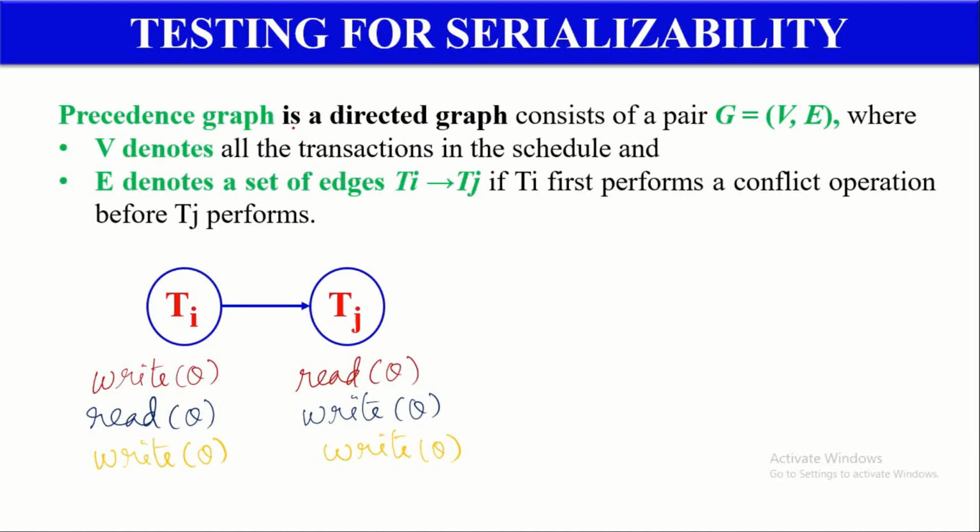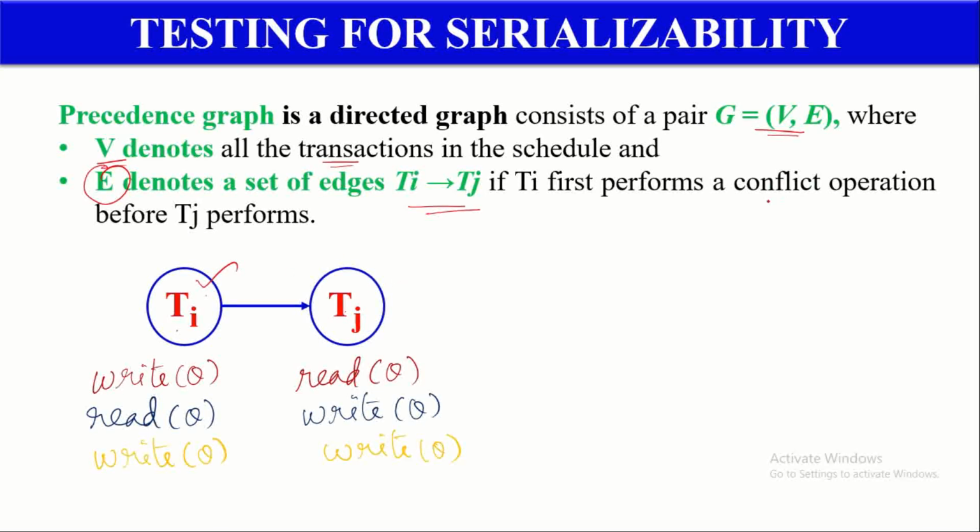Let's now discuss what a precedence graph is, how it is constructed, and how it is used to determine whether the given schedule is conflict serializable. Actually, a precedence graph is a directed graph consisting of a pair of vertices and edges, where V denotes all the transactions in the schedule, whereas E denotes the set of edges that exist between two transactions Ti and Tj if Ti performs the conflict operation before Tj performs.